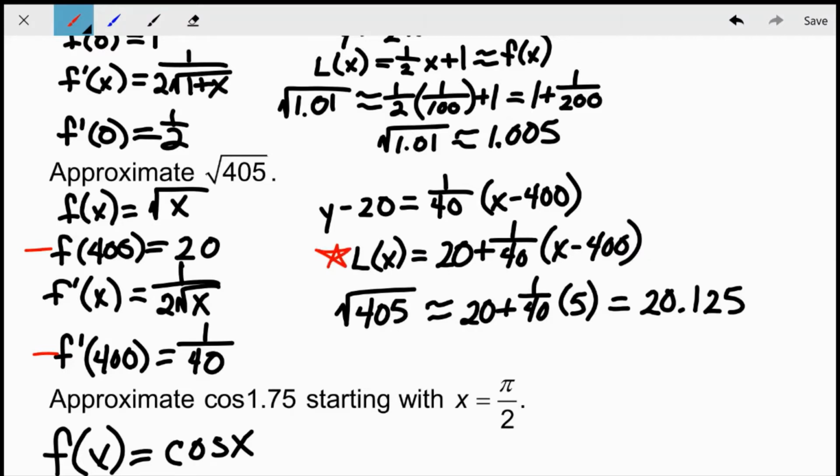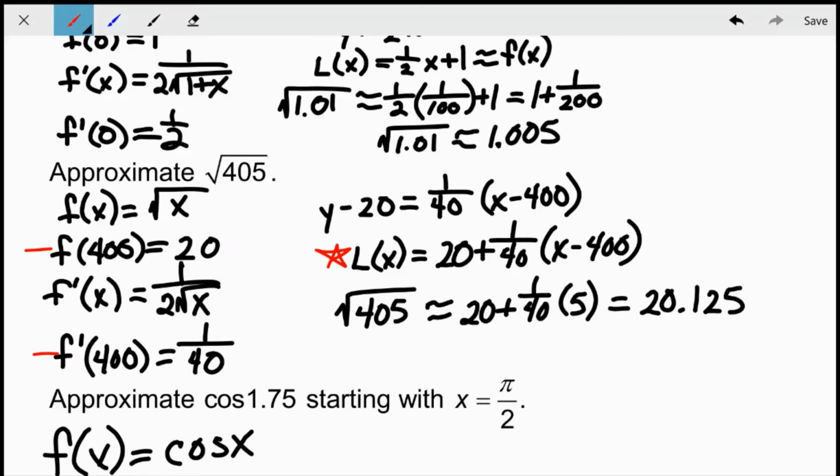And then in the end, essentially what I'm doing there, the x minus 400 is the change in the x values, and I got a change in the x of 5. Okay, so from there, simplify it down, it's about 20.125. And again on that one, you'll see that you're very, very close to the actual value if you check the square root of 405 on the calculator.